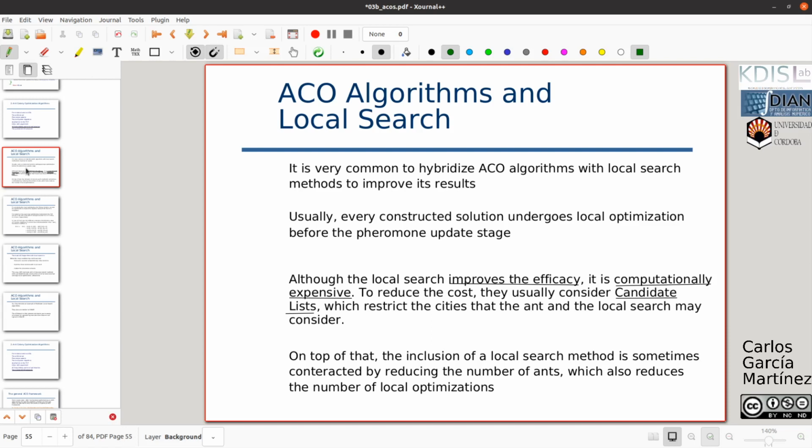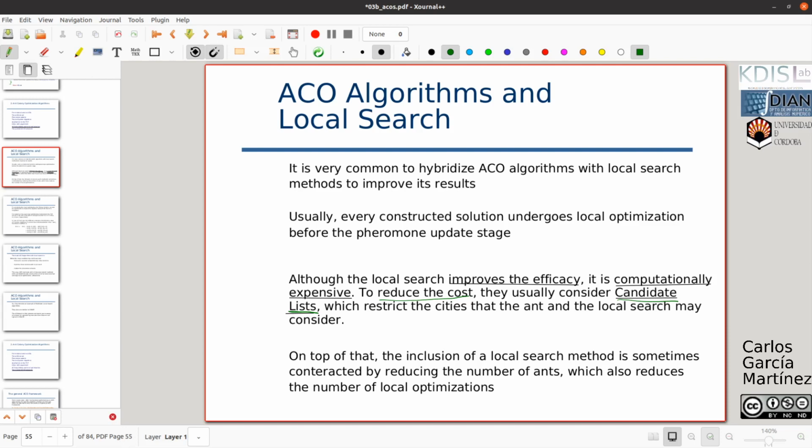Well, in case the local search optimization were computationally expensive, then you can reduce the cost by considering candidate lists. I think that I have told you about candidate lists, but in any case, the idea is that you do not evaluate all the neighbors of the current solution, but just a sample of them, which you have generated somehow.